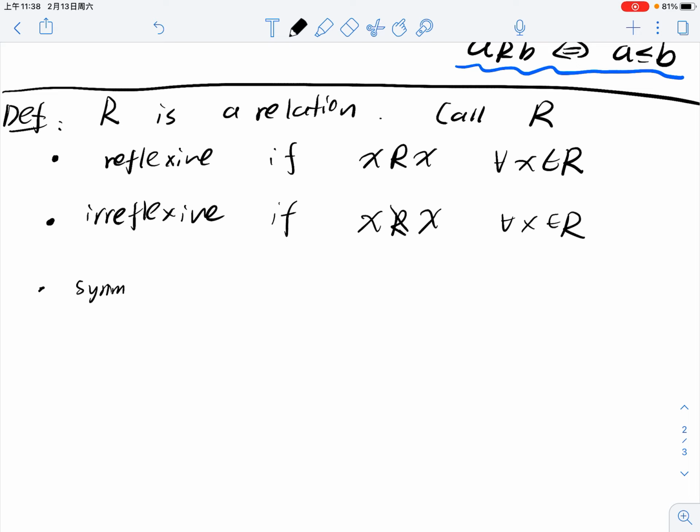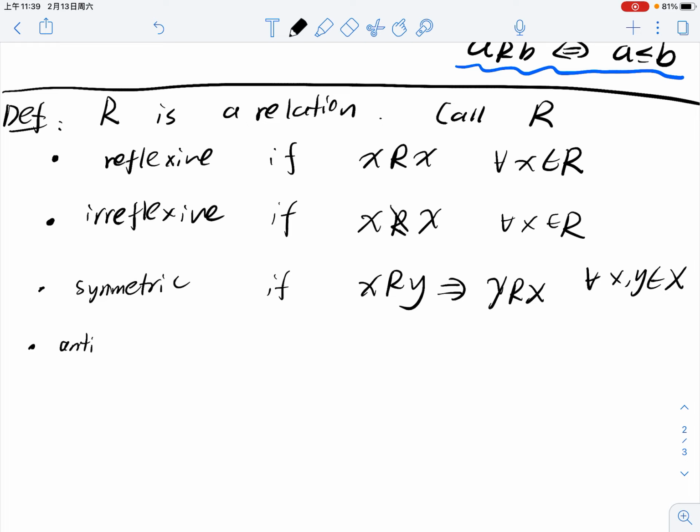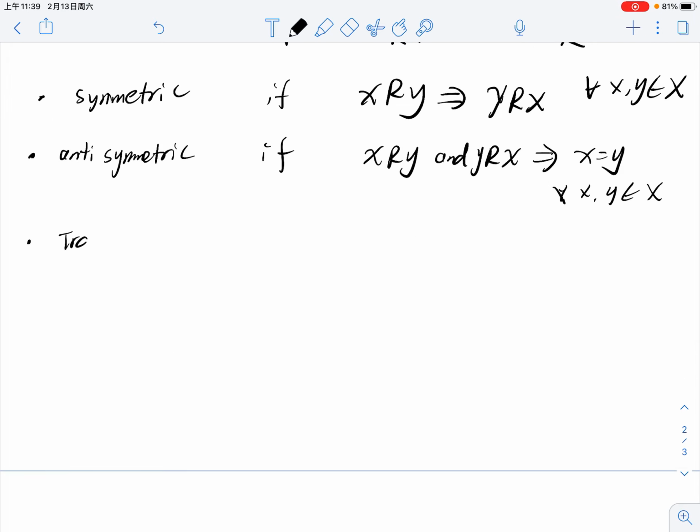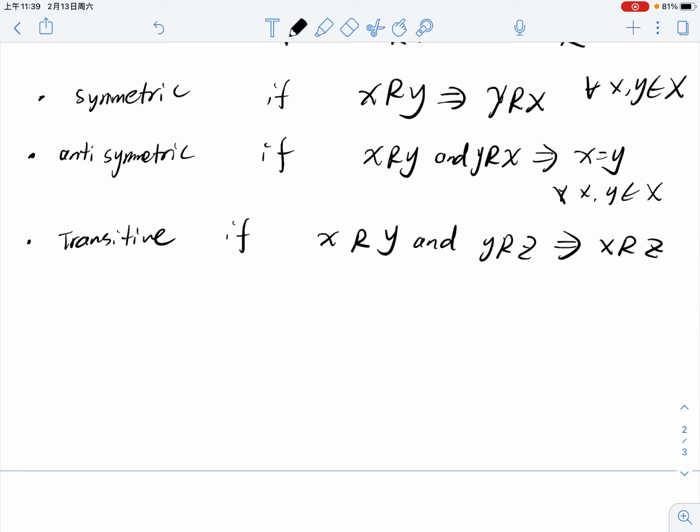Thirdly, symmetric: if xRy implies yRx for all x, y in X. And then you have anti-symmetric: if xRy and yRx implies x equals y for all x, y in X. And the transitive: if xRy and yRz implies xRz for all x, y, z in X.